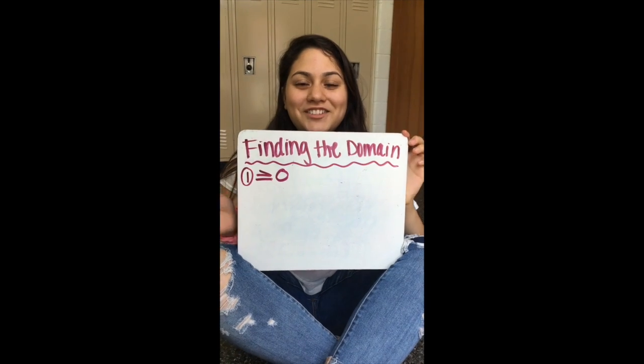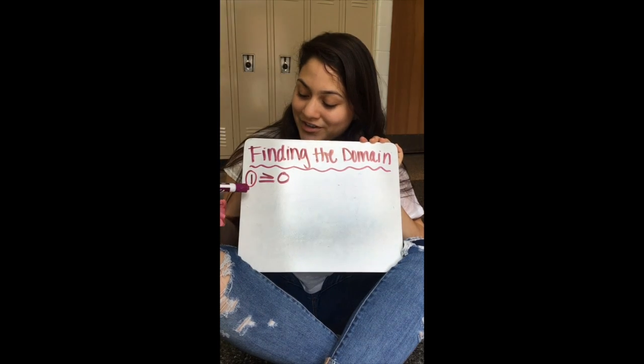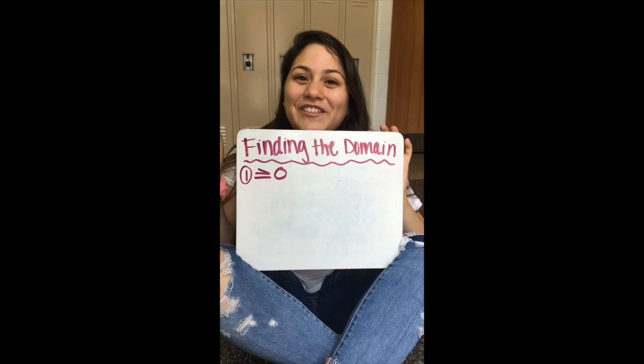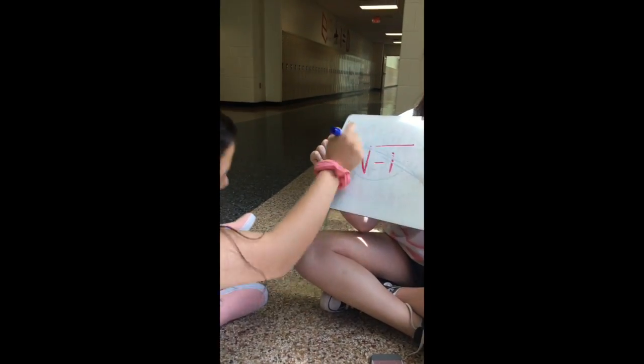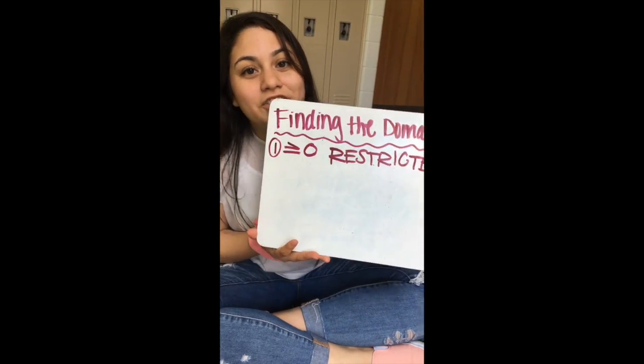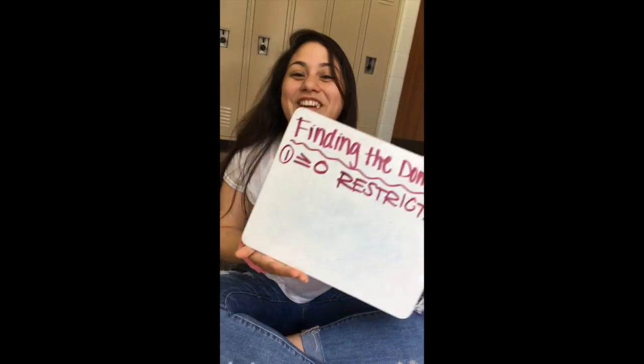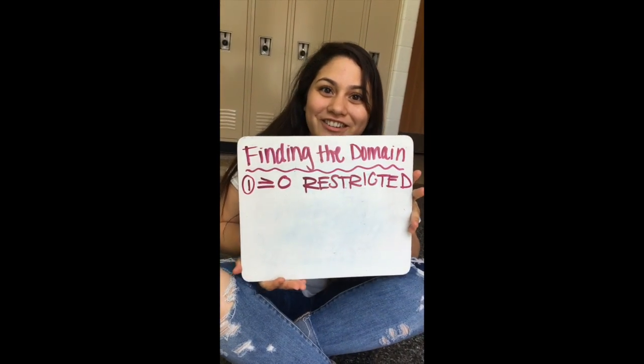To find the domain, first you have to have a number greater than or equal to 0 under the radical. The domain is restricted because negative numbers can't go under the radical.